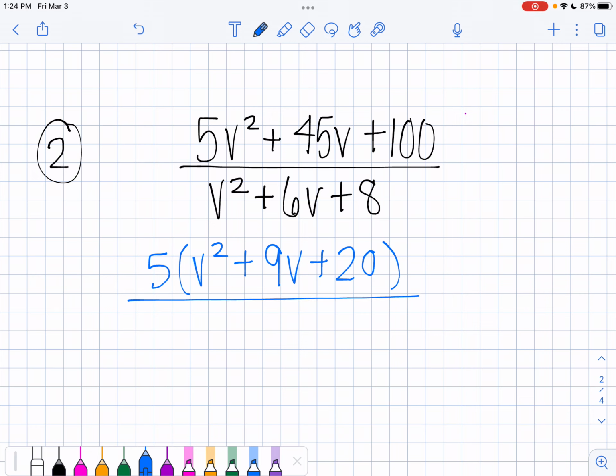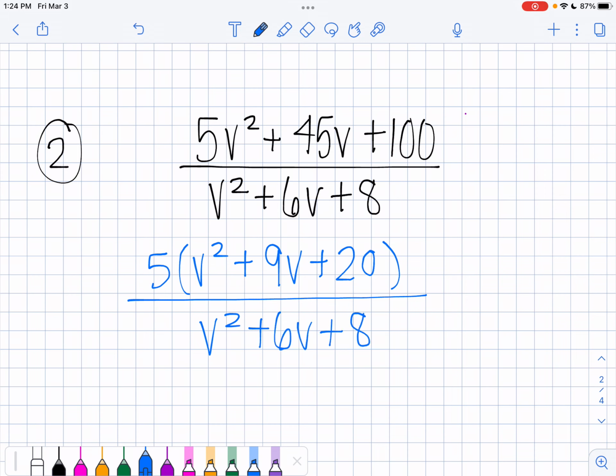Okay, do I have any GCFs in the bottom? Is there any number or letter that they have in common? This one has a 1, a 6, and an 8. There's nothing that can go into that besides 1, which doesn't help me reduce anything. And not all of them have v's. So this stays the same. Okay, so far I'm here. V squared plus 6v plus 8.